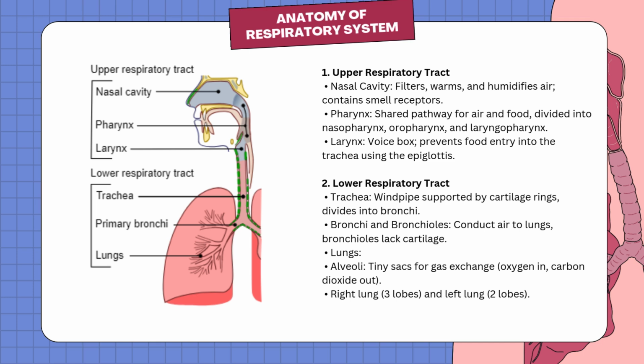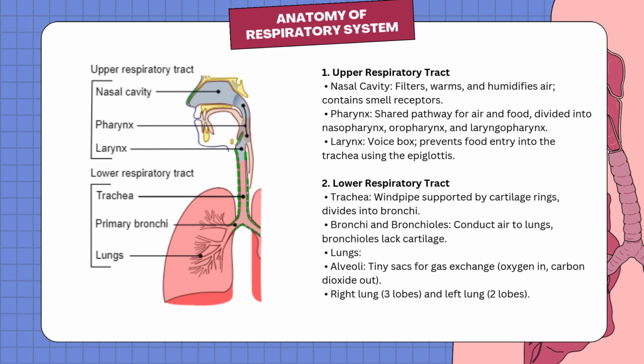And we move on to the lower respiratory tract. The lower respiratory tract includes trachea, bronchi and bronchioles, lungs, and alveoli. The first one, the trachea, is a windpipe supported by cartilage rings, and divides into bronchi. The bronchi and bronchioles conduct air to lungs; bronchioles lack cartilage.